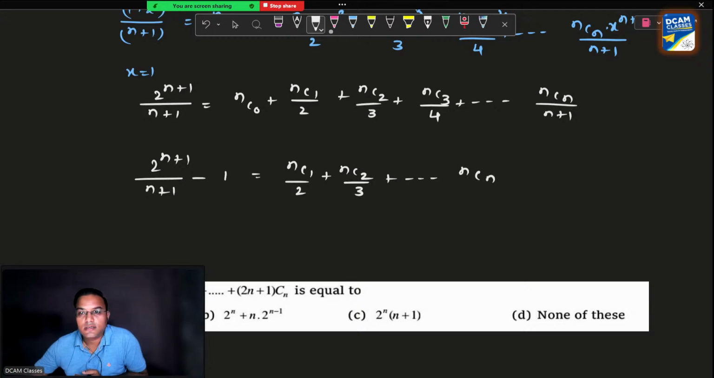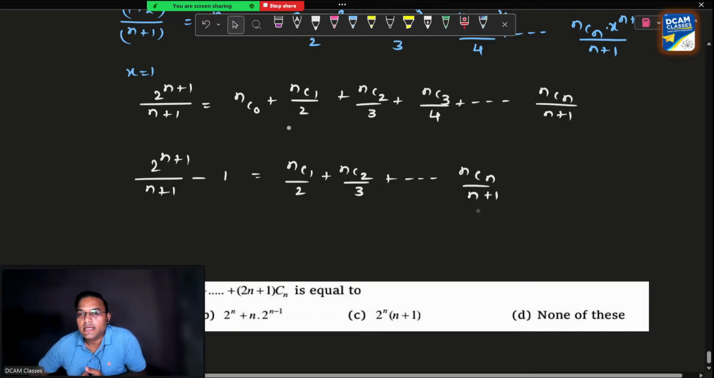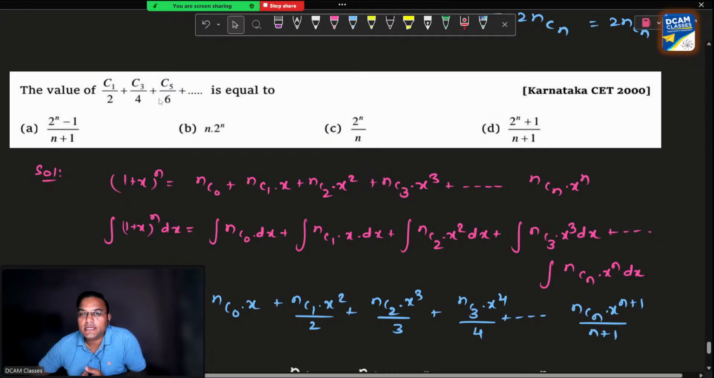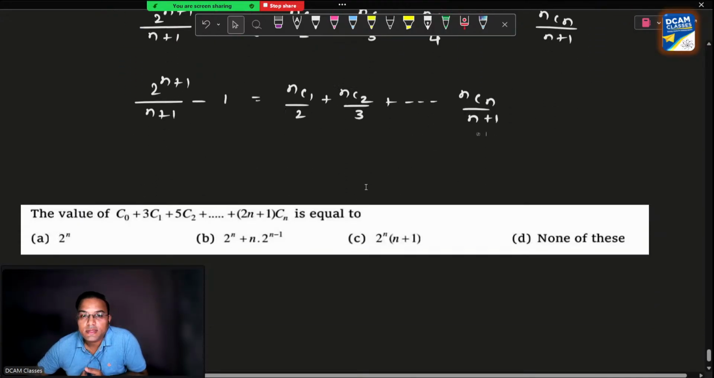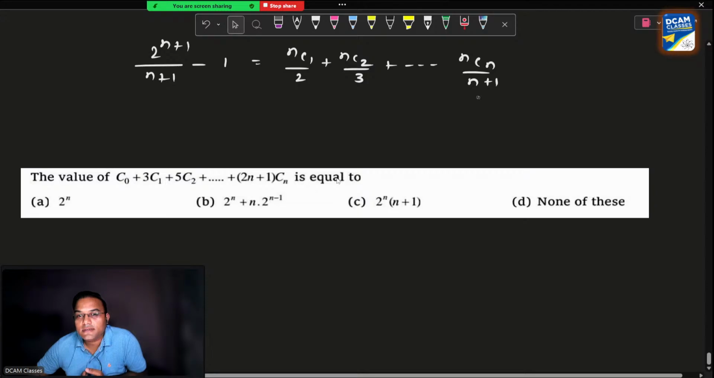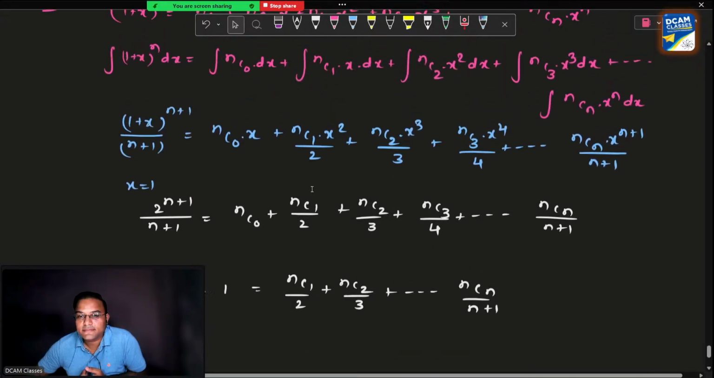So not just NC1, we can do NC2 by 3, NC4 by, no, NC0 is 1. Rest all values we have to minus them. That's why I did 1 plus x whole to the power n minus 1 minus x whole to the power n. You are correct actually.